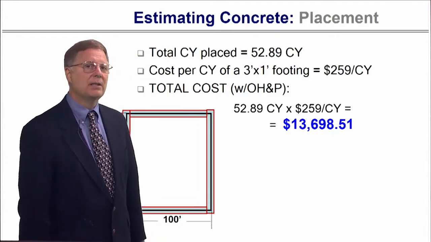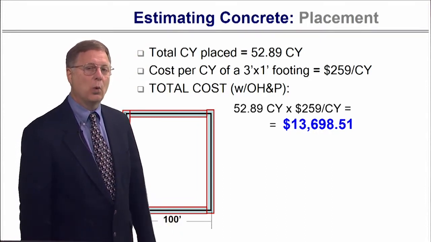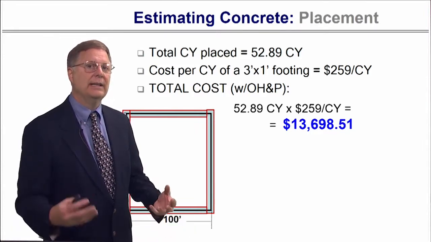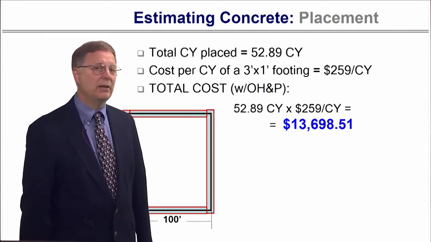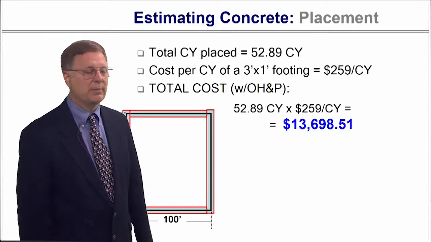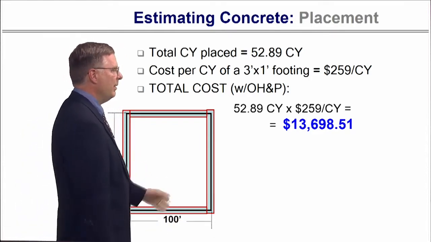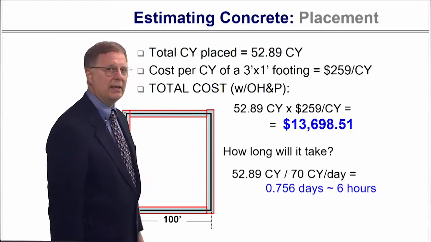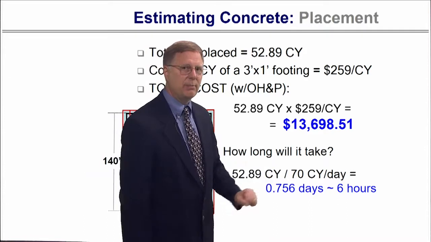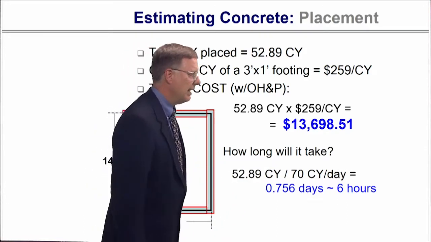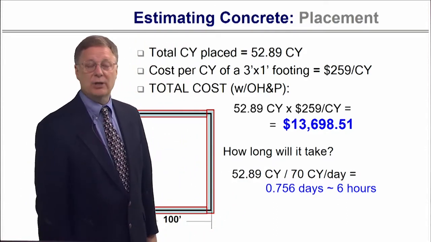And that's simply because this is a very small pour, and so the form work and the cost of the concrete is actually moving together. I will tell you the form work generally is the most expensive. And then we've got how long will it take? We looked at that. We got 52.89 cubic yards. We have 70 per day. Well, we can divide that out and figure out what the number of days it would be.